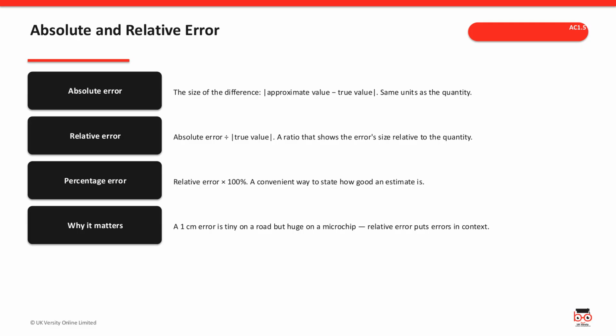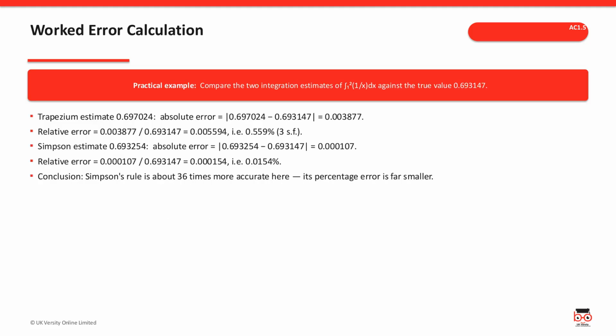Let's put numbers to it and compare our 2 integration estimates against the true value, 0.693147. The trapezium estimate was 0.697024, so its absolute error is the difference, about 0.3877. Divide that by the true value, and the relative error is 0.059, which is 0.56%. Simpson's estimate was 0.169324, so its absolute error is just 0.107, and its relative error works out at 0.154%. Simpson's rule is roughly 36 times more accurate here, and that shrinking percentage error shows it plainly.